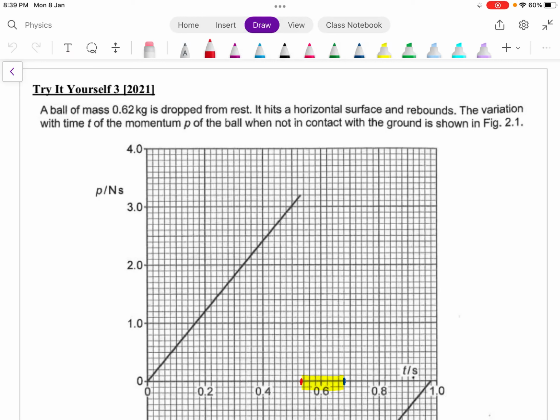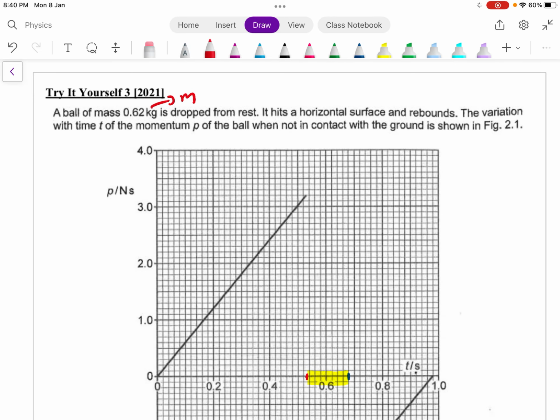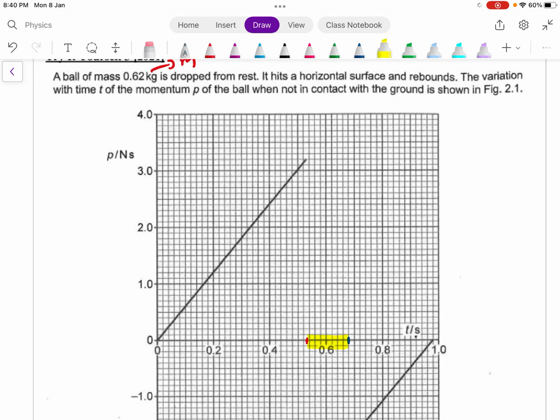Okay, so let's go through trial self 3, which is a 2021 A-level question. We have a ball of mass 0.62 kg being dropped from rest. It then hits a horizontal surface and rebounds. We are given the momentum-time graph. For the very first part of the journey, you can see that the momentum is increasing.